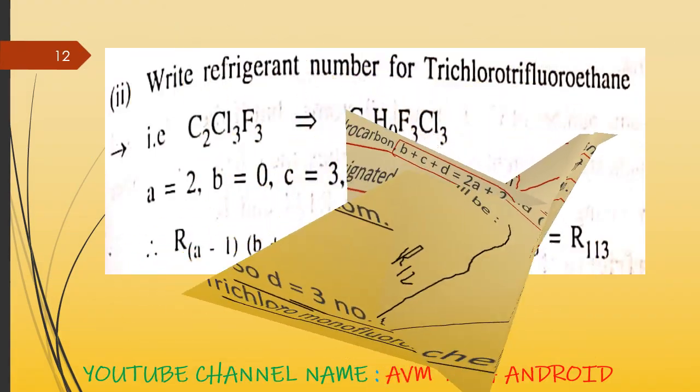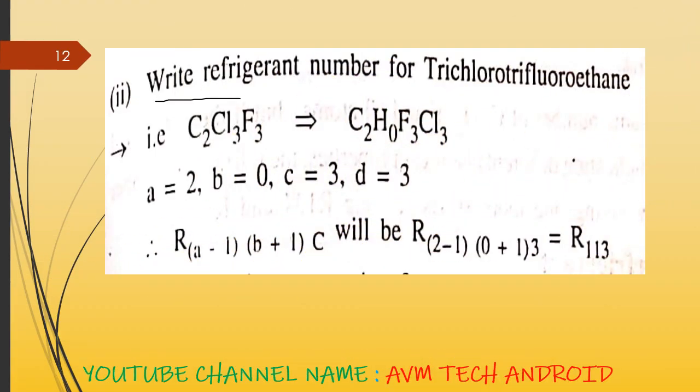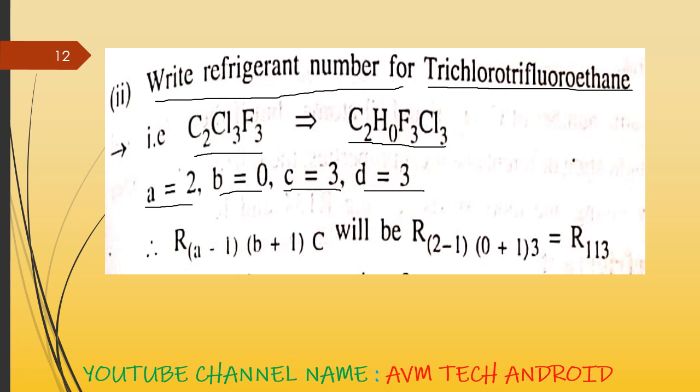Now you can see one more way. Find the refrigerant number of trifluoroethane, that is C2Cl3F3. Means I can write C2H0F3Cl3. So A equals 2, B equals 0, C equals 3 and D equals also 3. So 2, 0, 3, 3. I can write R into A minus 1, B plus 1, C, that is R into 2 minus 1, 0 plus 1 and 3, that is R113.